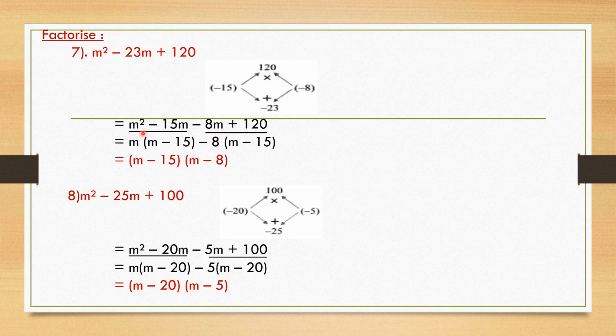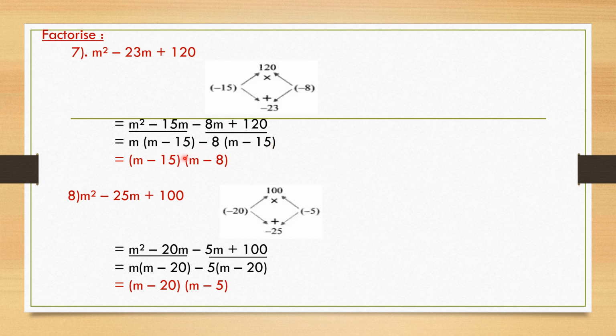In the first pair, m is common, so we'll take m outside. Inside the bracket, you will be left with m minus 15. In the second pair, minus 8 is common, so we'll take 8 common outside. And since minus is outside, this plus sign will change to minus. So inside the bracket, we'll be left with m minus 15.